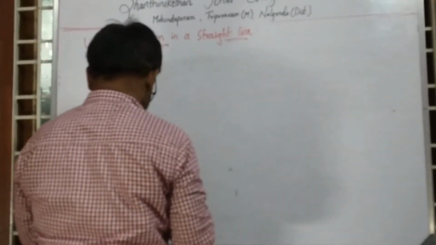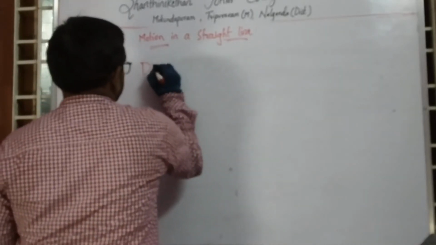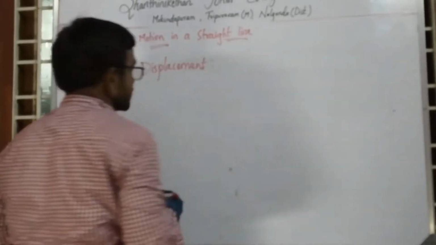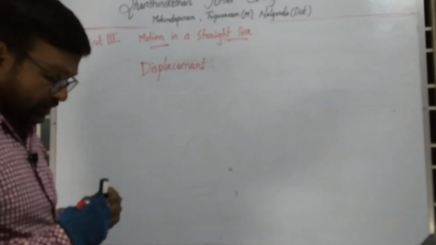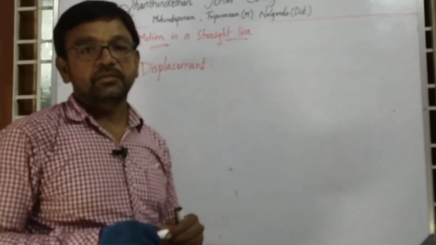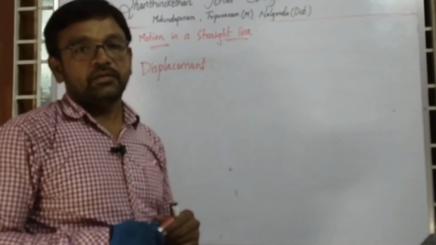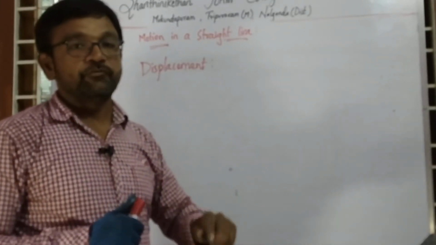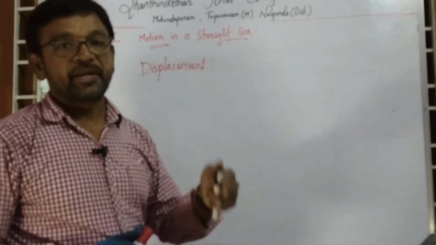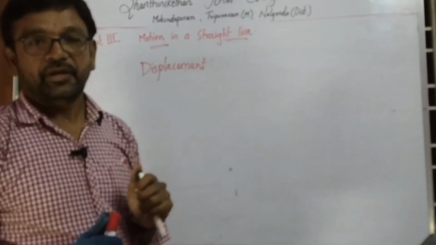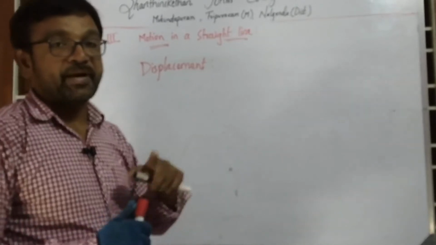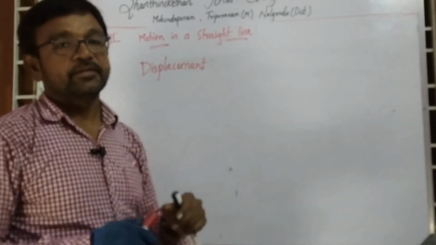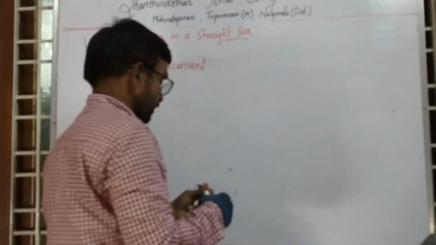Okay. Next one is displacement. What is displacement? It is the path traced by an object in one particular direction and maintaining some path length. That is known as a displacement.